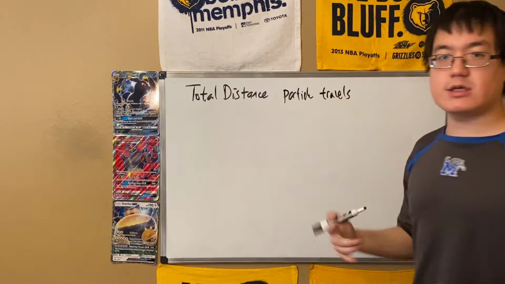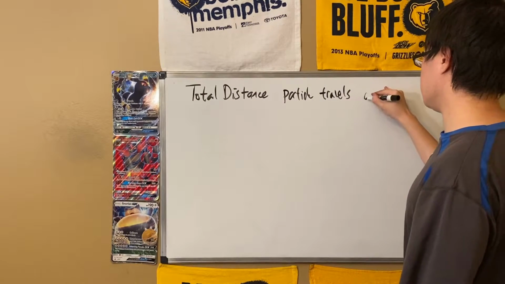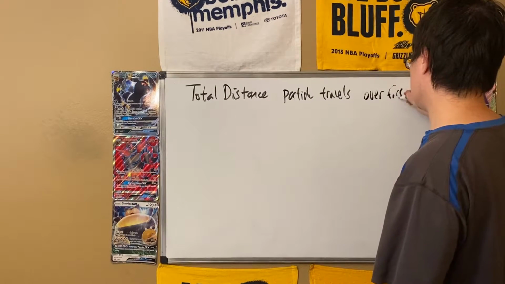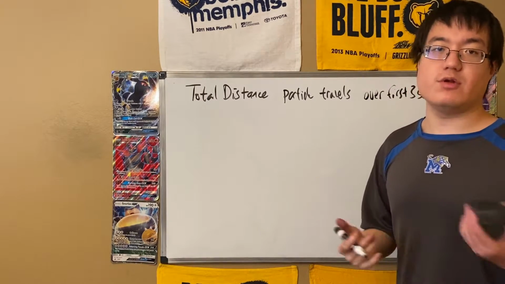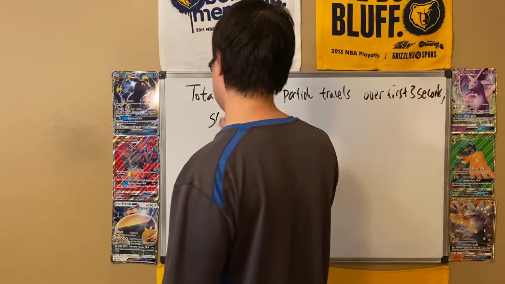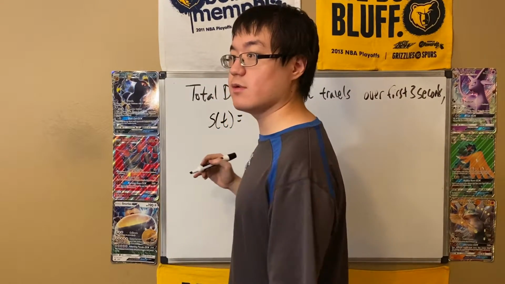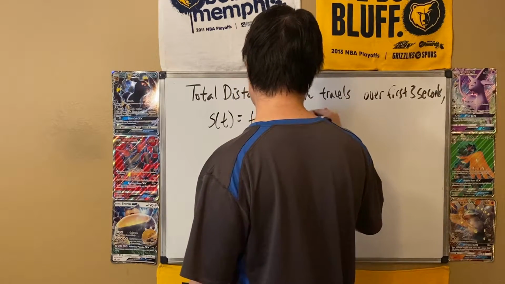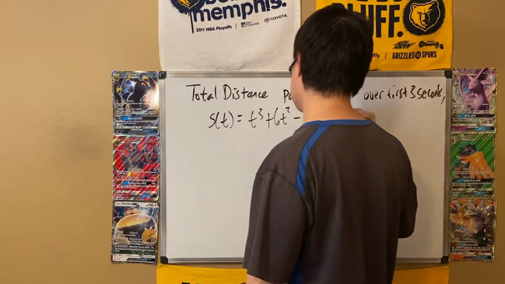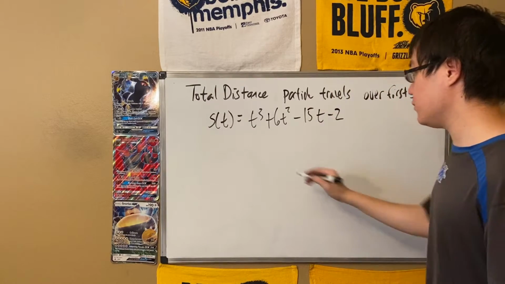Anytime you're doing total distance, there has to be a time period given. So in this case, we're going to do over the first 3 seconds. And then finally, we do need a position formula. So it's going to be S of t is equal to, I believe we want t cubed plus 6t squared minus 15t minus 2. So this is going to be our position formula.